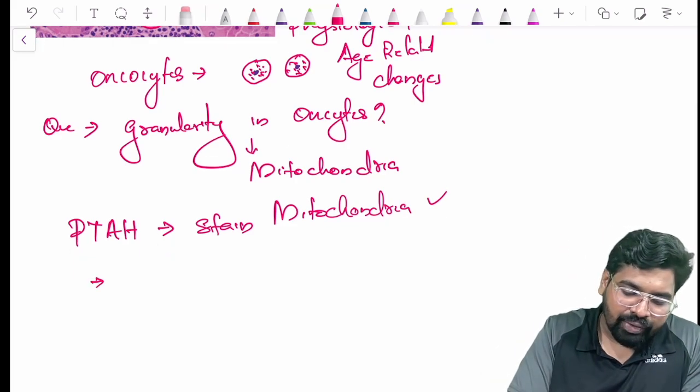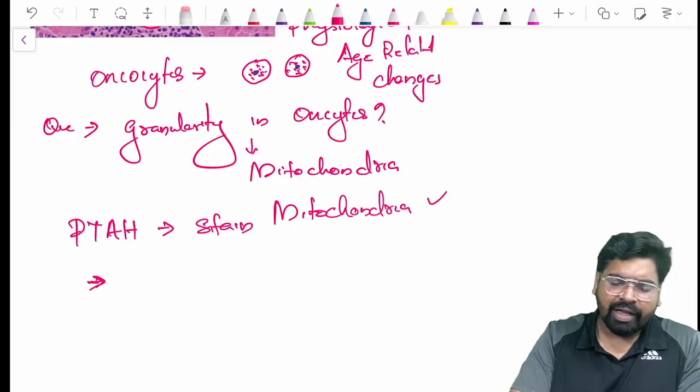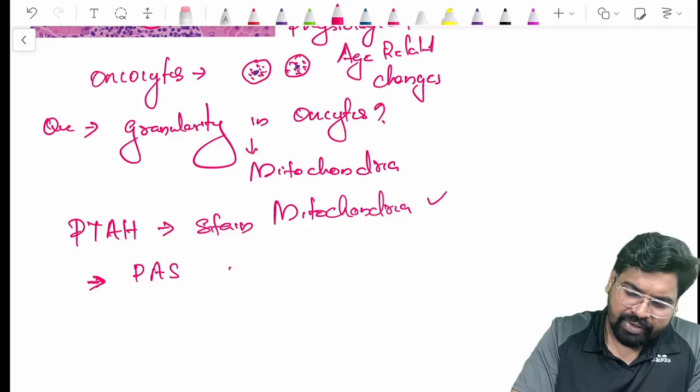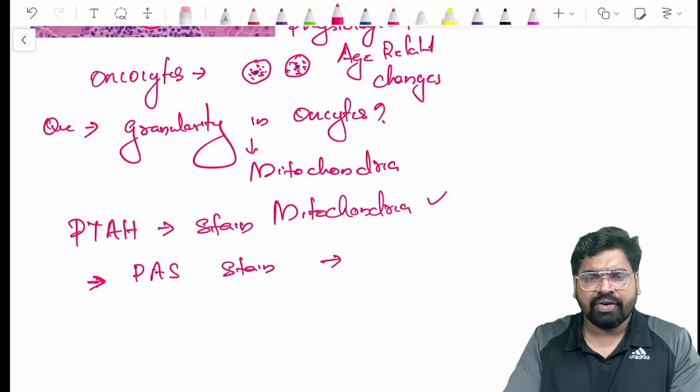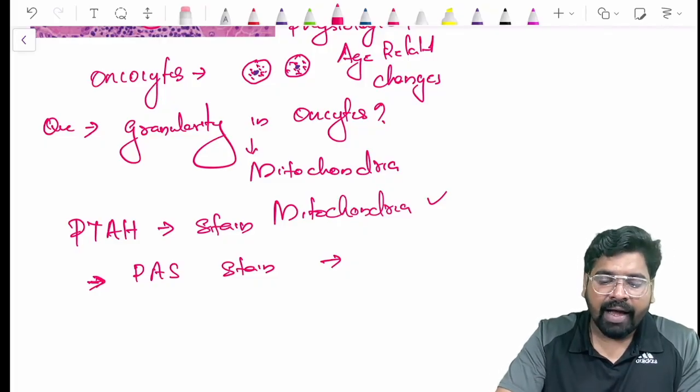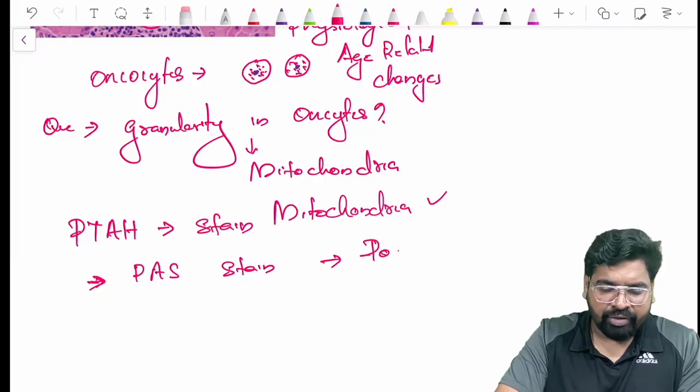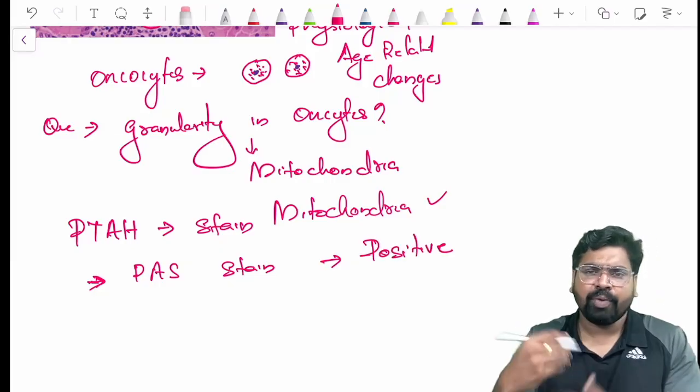What other stain can I use in an oncocytoma? I can use a PAS stain, periodic acid Schiff. If I use it, I will get a PAS positive stain.